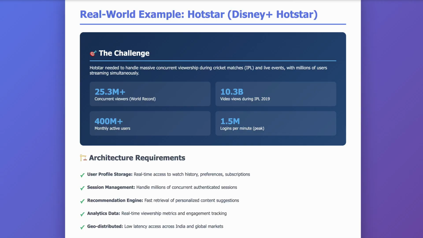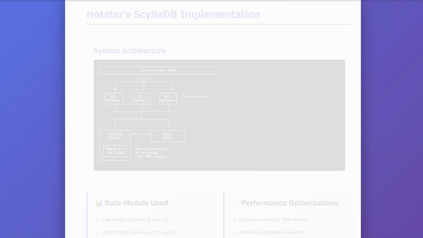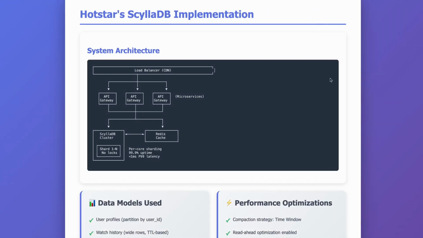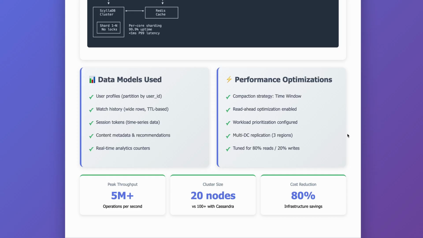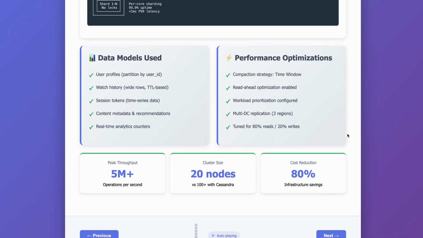Hotstar chose ScyllaDB to handle their massive scale with predictable low latency. During peak IPL matches, ScyllaDB delivered sub-millisecond P99 latencies while handling millions of concurrent requests, all while using 80% fewer servers than an equivalent Cassandra deployment would require. Let's dive into Hotstar's ScyllaDB implementation.